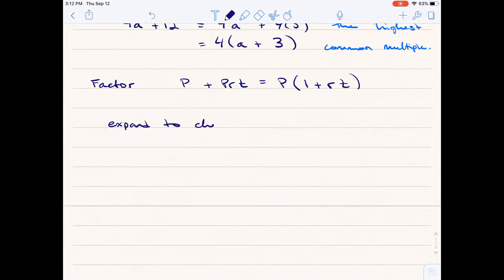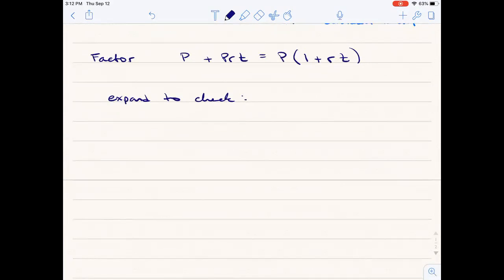Expand to check. P times 1 plus RT. P times 1 is P plus PRT.